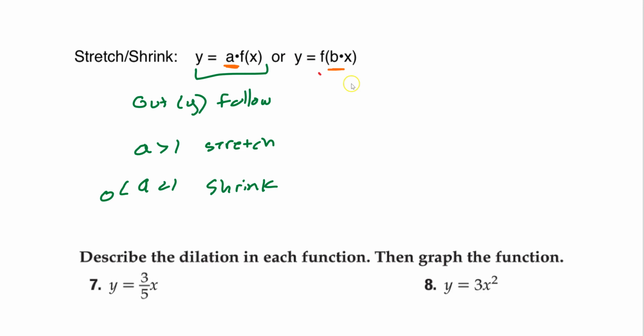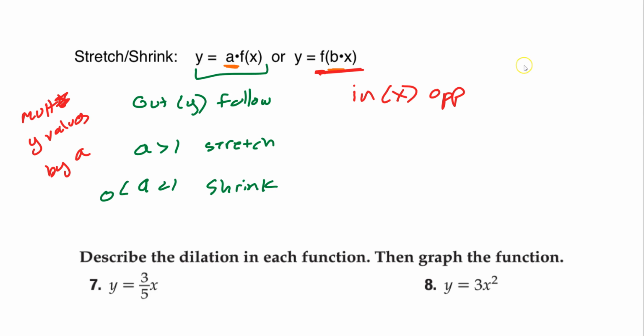On the inside, x opposite. So now this is a little tougher because what we're going to do here is, in this one we multiply y values by a. And in this one, we're going to divide, right, inside opposite, we're going to divide x values by b. So in this case, it's the opposite.